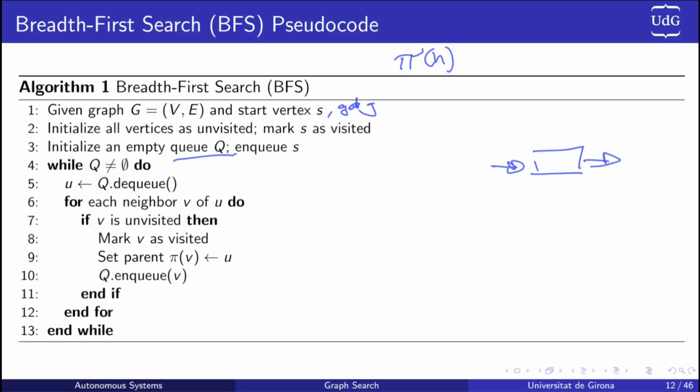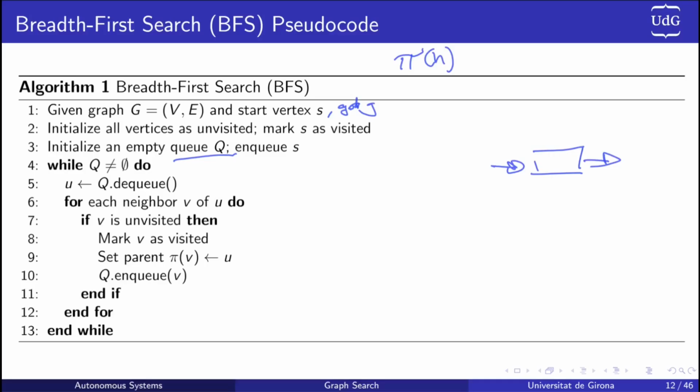Then we remove from this queue whatever element is here, while there are elements in this queue. At the beginning, it will be only the vertex S, and then for each neighbor B of U, where U is what we have removed from this queue, if B is unvisited, and remember, initially everything was unvisited, then we mark it as visited, and we say that the parent of B is U.